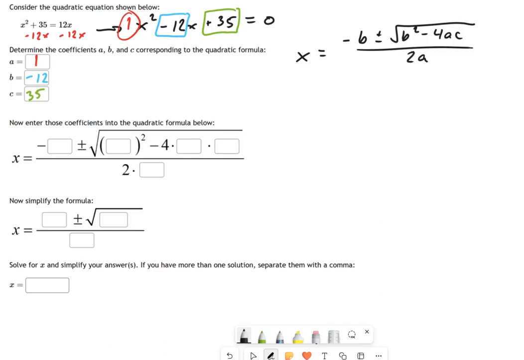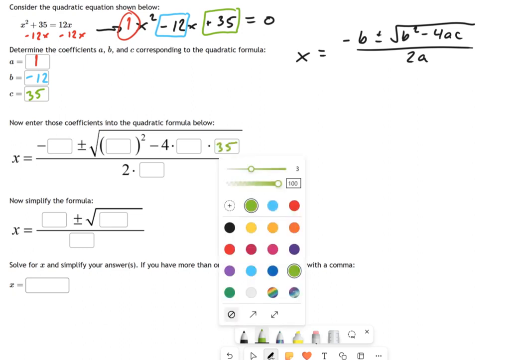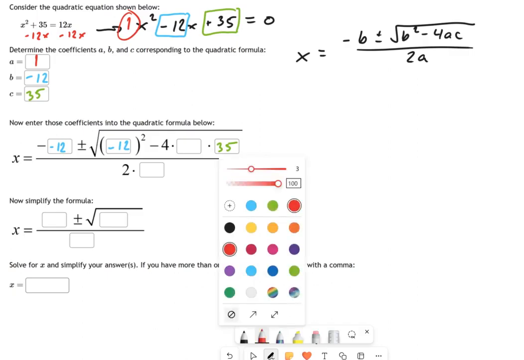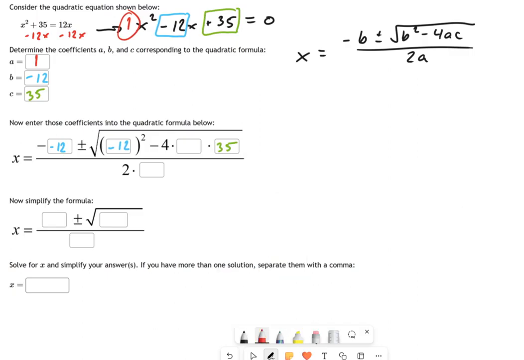I'm going to fill in the parts of that formula corresponding to a, b, and c. So we'll start with c. So that only goes in one spot in the formula. It's over here at the end. That's 35. And next I have b, which goes in several places. I have a negative 12 right here and a negative 12 right here. And then I've got some a's that need to get sorted out. So my a value is 1. That's pretty easy. There's a 1 and there's a 1.